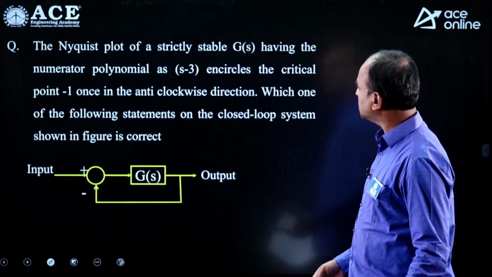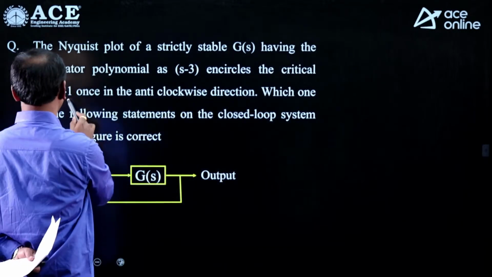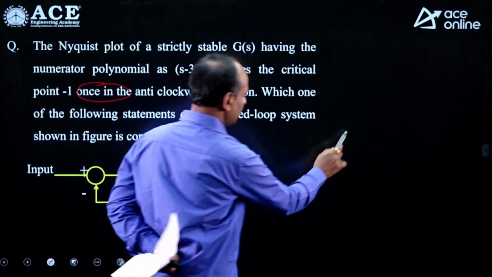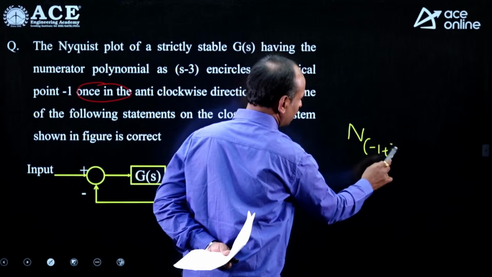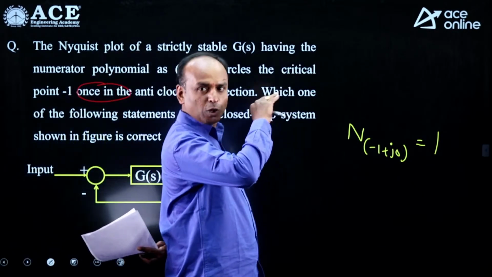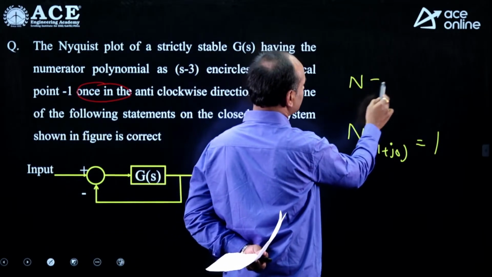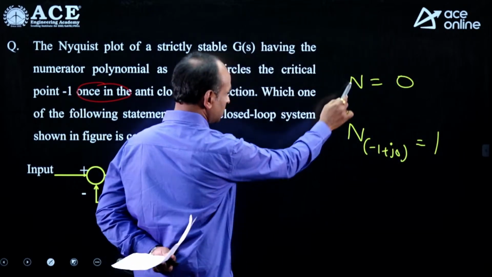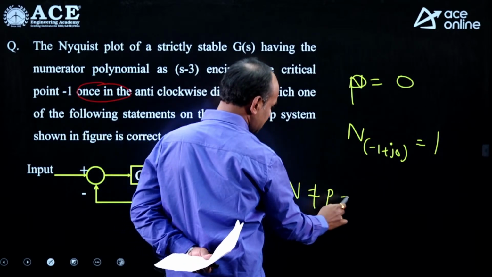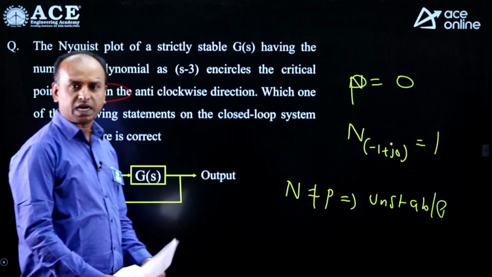Now coming to the next question. Here the examiner has given a closed contour once in the anti-clockwise direction. So N is given as minus 1 plus j0, the critical point, and also the open loop system is stable. So all open loop poles are on which side? All poles are on the left side. So the number of open loop poles on the right side equals 0. Obviously P equals 0. So N is not equal to P, and obviously the system is unstable. Unstable is the right answer. Next.